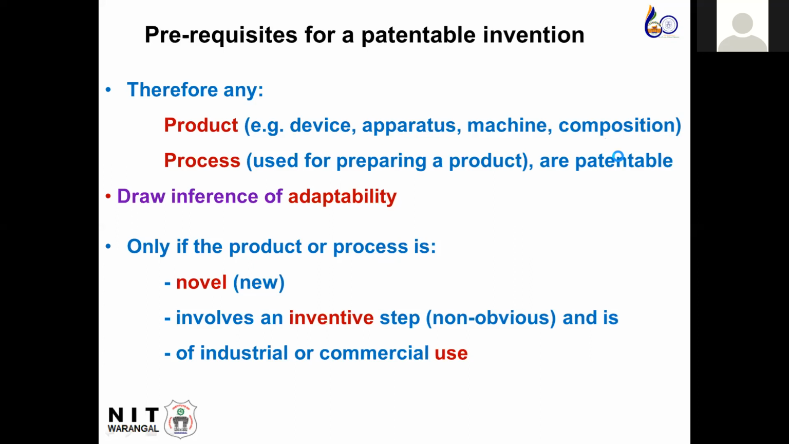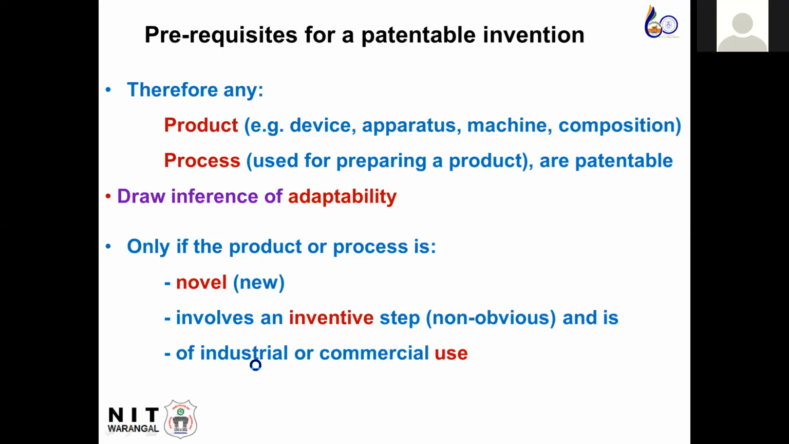So a product or a process, both should have these three qualities. One is novel. The product or the process should be novel. It should have an inventive step. Inventive means non-obvious. See, it's a non-usual thing. Something different it should be. Always we see that there is some innovative step in that. It should be novel and have an innovative step. Third thing is it should have some societal, commercial or industrial use.